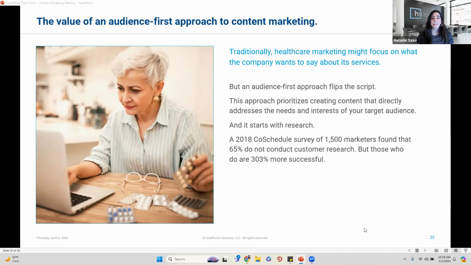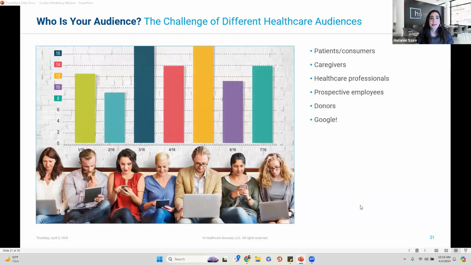Surprisingly, many people admit that they do not do customer research, but those who do, for example, this CoSchedule survey of 1,500 marketers found that 65% do not conduct customer research, but those who do are 300 times more successful. So that is huge. It is where we start here.